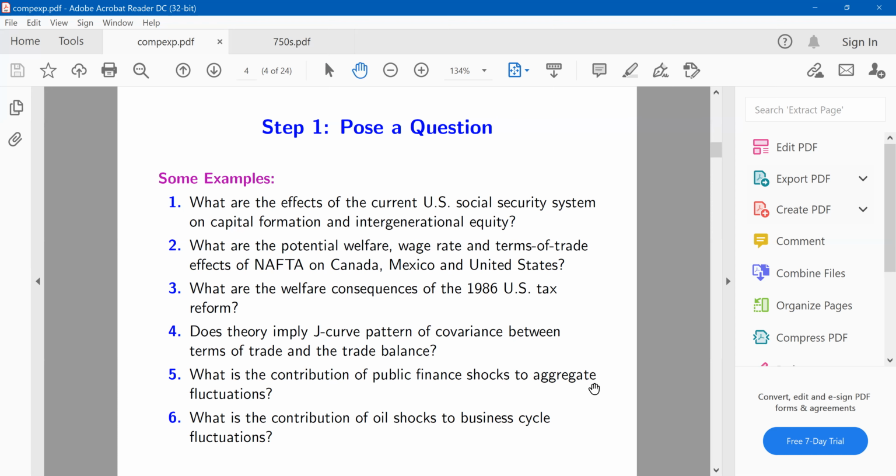Okay, so there could be, let's say, 5 shocks in the economy, and one of them is the public finance shocks. So then you want to isolate the effects of public finance shocks from the other 4, right? So then you must have a model where you explicitly define these shocks. You explicitly define production functions, utility functions, constraints, and decision problems, and then you identify these shocks. Another similar example would be the contribution of oil shocks to business cycle fluctuations. Okay.